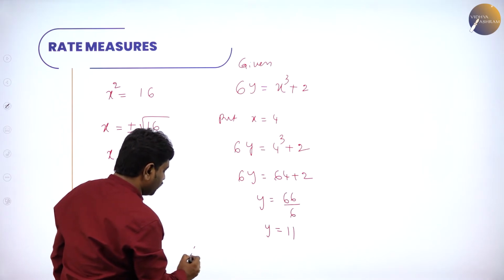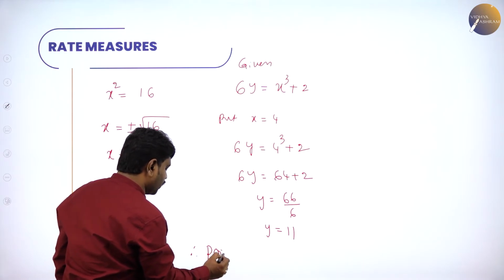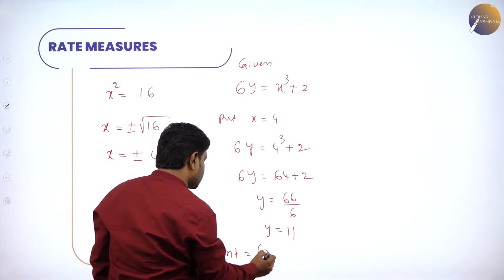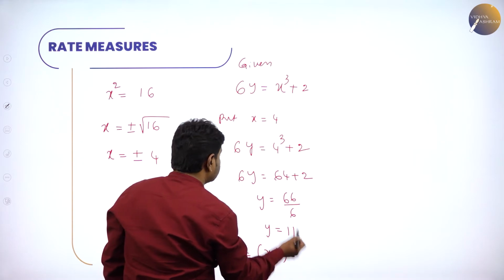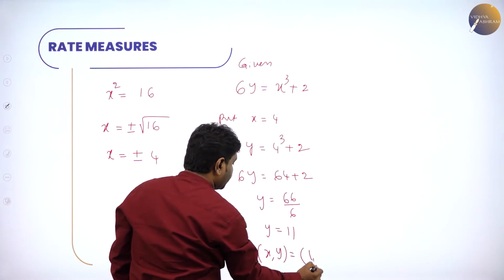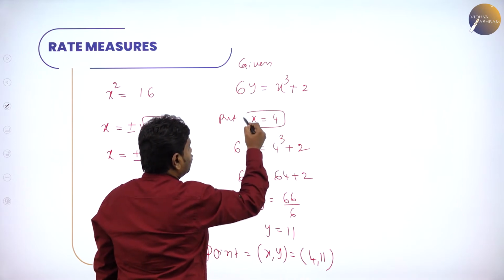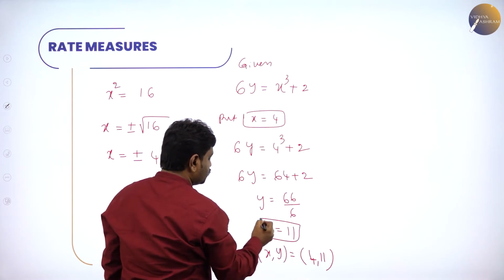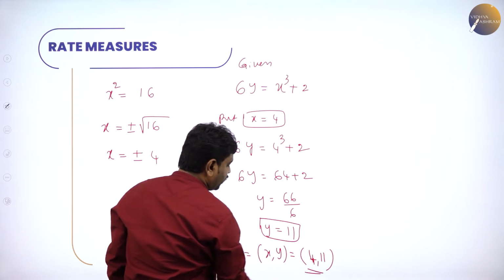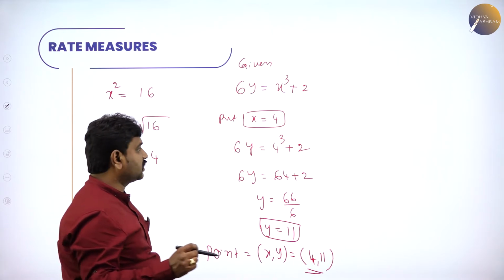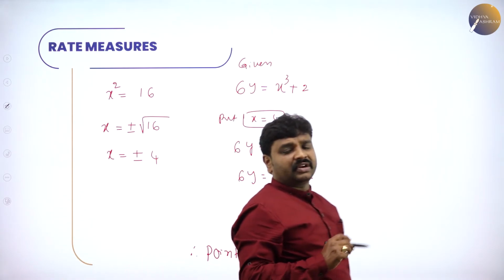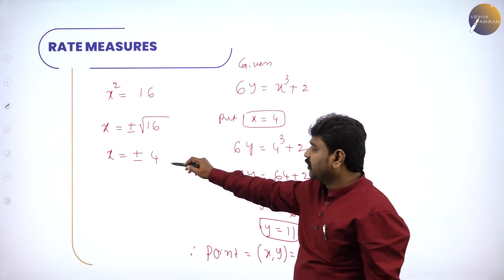So therefore one of the points, all of you know a point on the curve will be in the form x comma y. And your x you chose 4 and y you got 11. So therefore 4 comma 11 is one of the points. What is the first point on the curve? 4 comma 11.